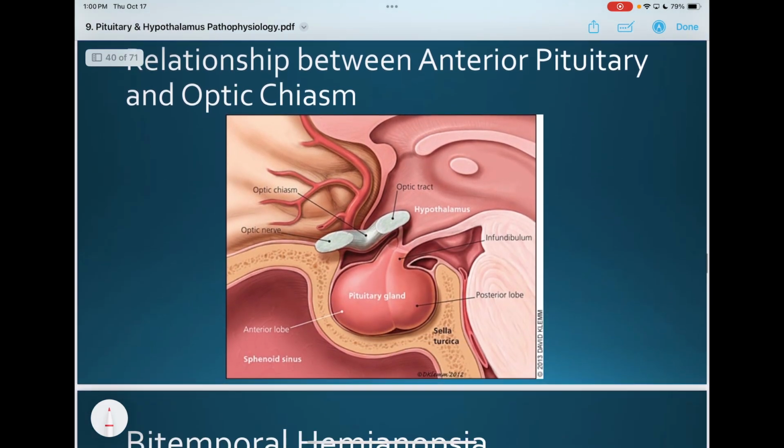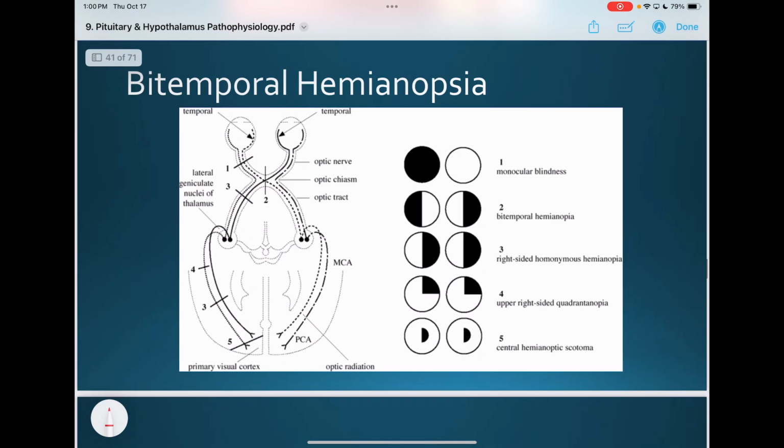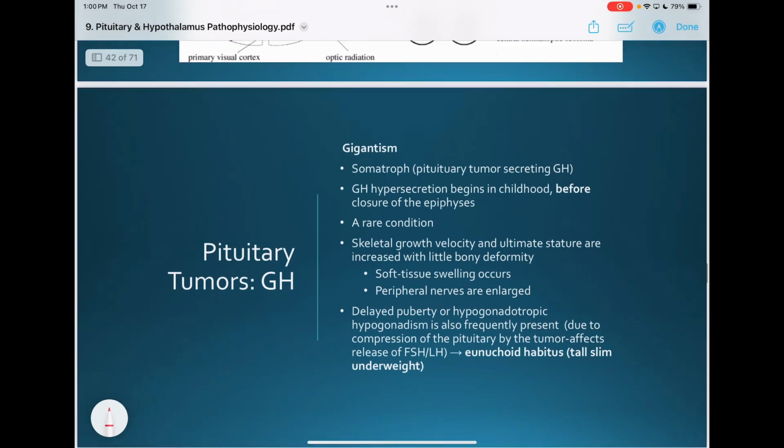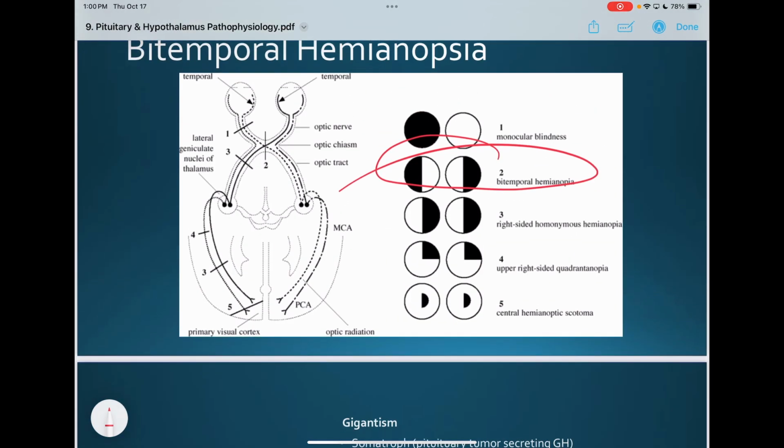And then again, here is our picture of our optic chiasm and our pituitary gland. And here's your bitemporal hemianopia, or opsia, whatever language or book you're reading. So that's it on prolactin. Not much. Too much prolactin, what does it cause?